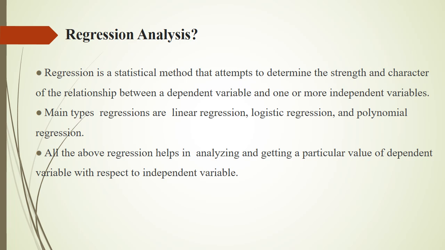Regression is a statistical method that attempts to determine the strength and character of the relationship between a dependent variable and one or more independent variables. So basically it is about predicting a dependent variable with the help of an independent variable. The main types of regression are linear regression, logistic regression, and polynomial regression. All the above regressions help in analyzing and getting a particular value of the dependent variable with respect to the independent variable.